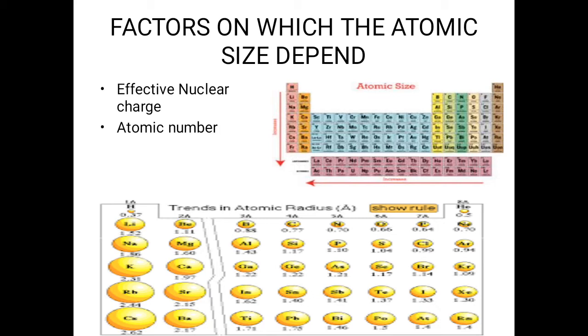The next is atomic number. Again, the size of the atom is due to nuclear charge and how many protons are present in any atom. So we see how they are behaving. The above picture is showing you that atomic size is increasing down the group, and atomic size is decreasing in a period.